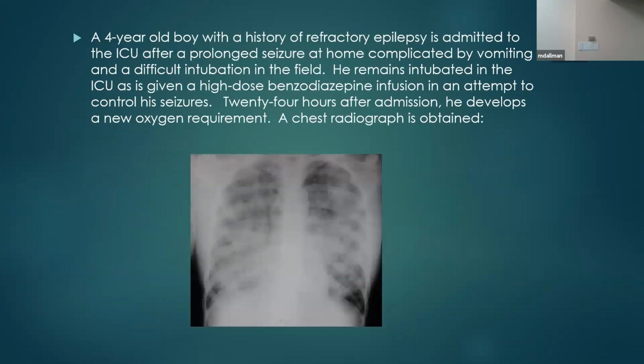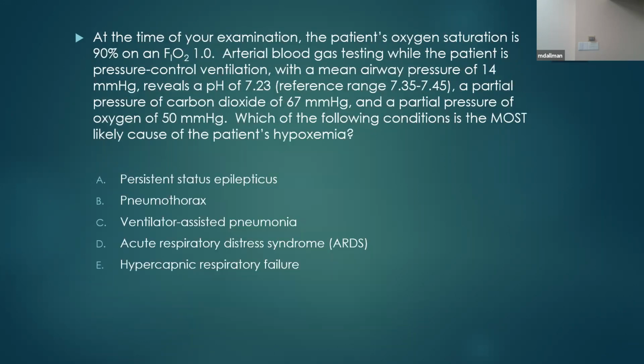All right, I'll read this one. A 4-year-old boy with a history of refractory epilepsy is admitted to the ICU after a prolonged seizure at home, complicated by vomiting and a difficult intubation. He remains intubated in the ICU and is given a high-dose benzodiazepine infusion in an attempt to control his seizures. 24 hours after admission, he develops a new oxygen requirement. A chest radiograph is obtained. Pretty bad, huh? At the time of your examination, the patient's oxygen saturation is 90% on 100% FiO2.